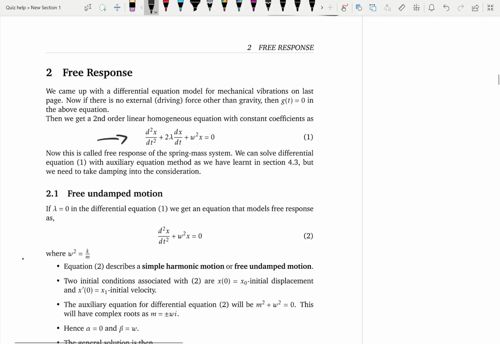So we call this a free response. We use the word free because there's no driving force. So whenever you see free motion, that's no driving force, so keep that in your mind.